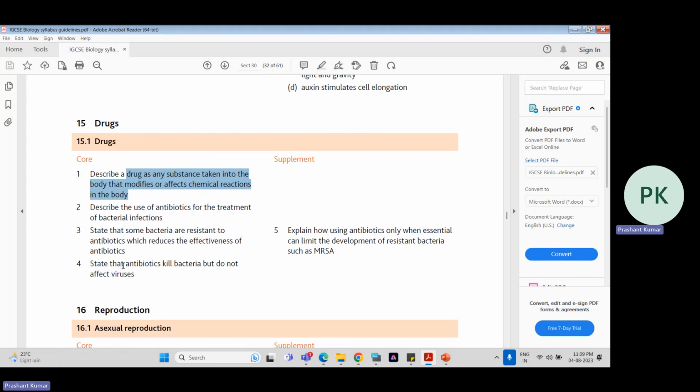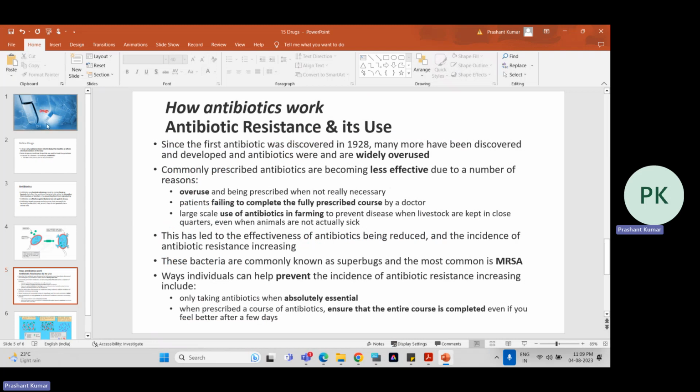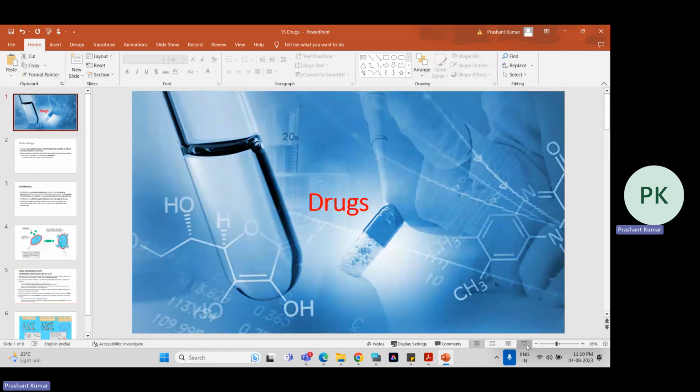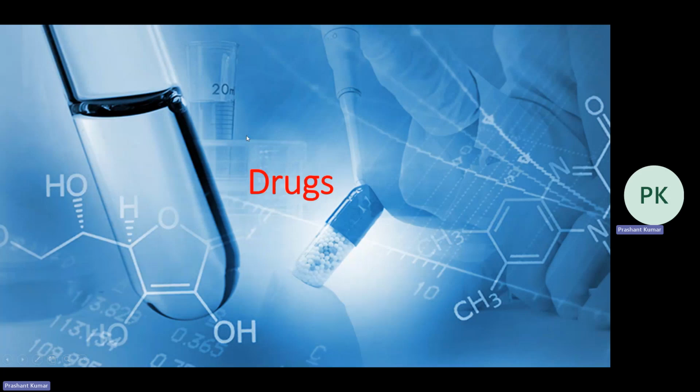Then we'll talk about stating that antibiotics kill bacteria but do not affect viruses. We'll try to understand this also, why. And lastly, we'll discuss how using antibiotics only when essential can limit the development of resistant bacteria such as MRSA. We'll talk about one example also, how this bacteria becomes resistant. So without wasting time, let's go ahead with the topic and try to understand.